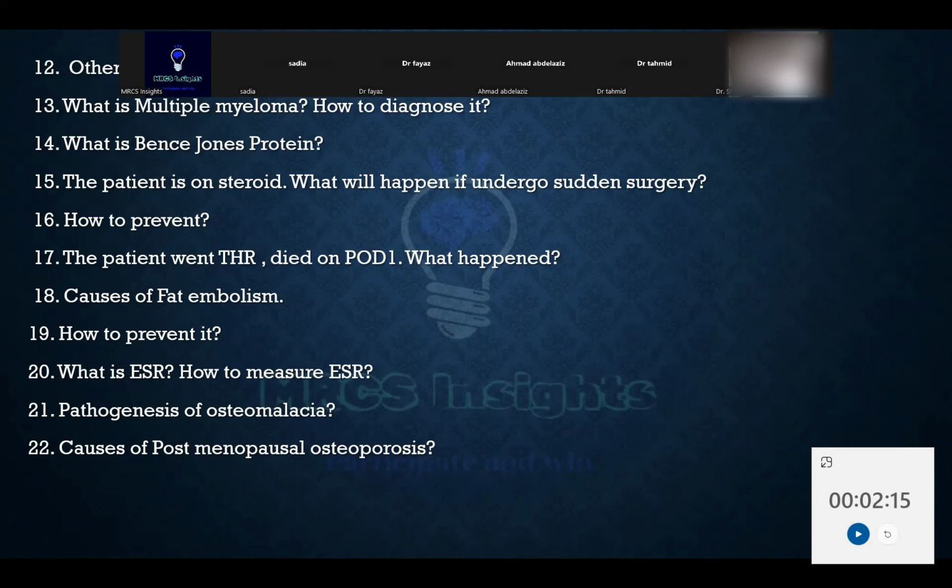Maybe fat embolism. Yes. And what are the causes of fat embolism? Just tell me 5 causes. Maybe long bone fractures, pancreatitis. Just these, I cannot recall. No problem. So how to prevent this fat embolism?